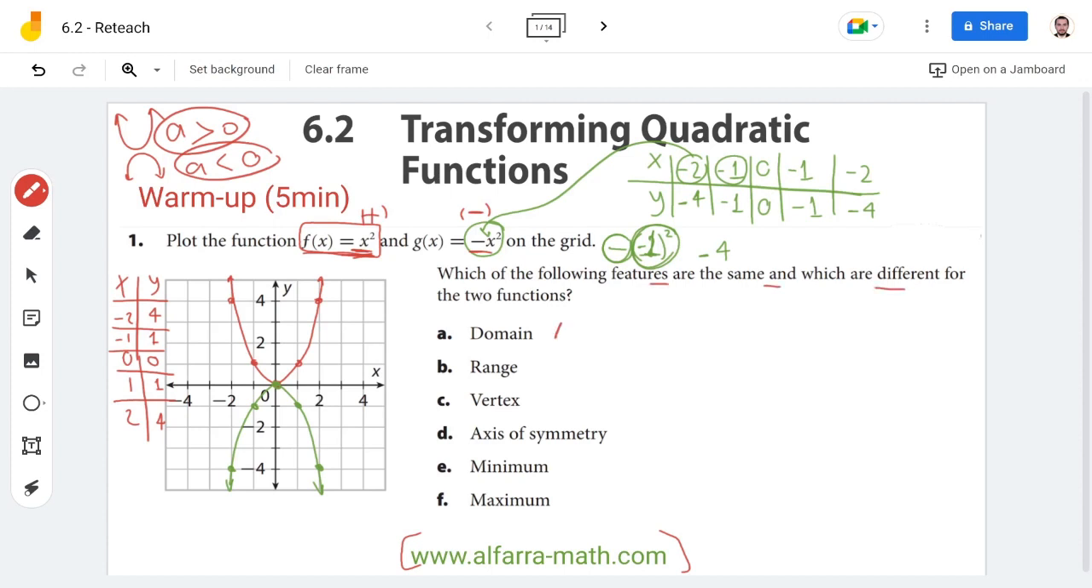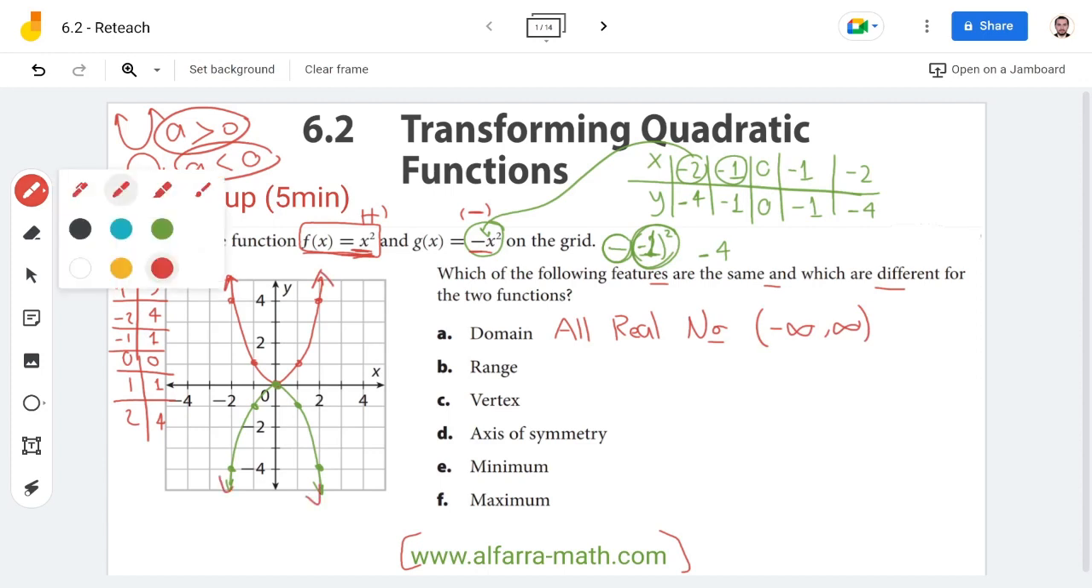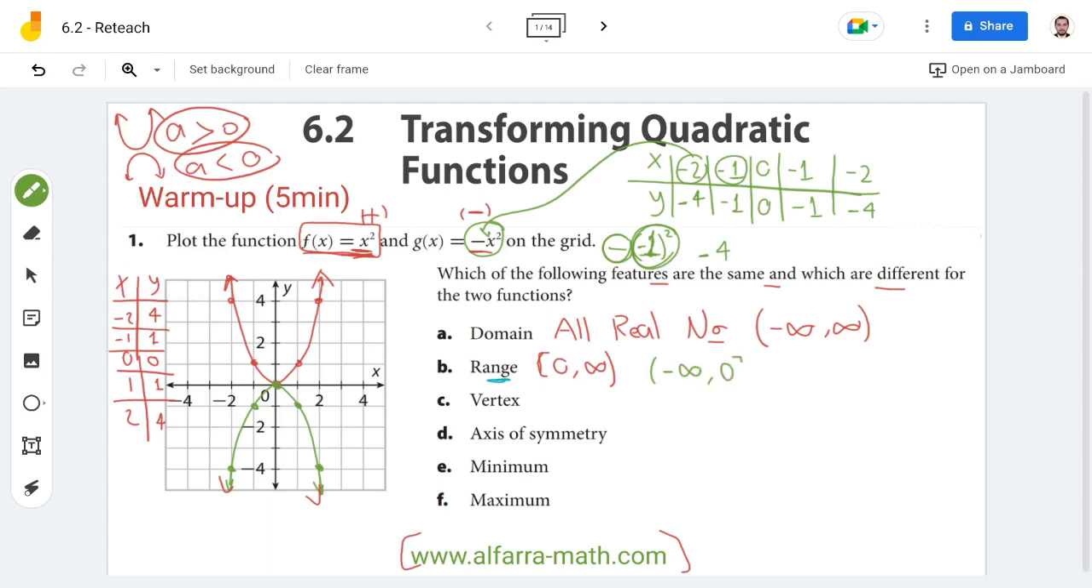If you look now at the domain, all real numbers, or we can say from negative infinity to positive infinity, that's for the red, and the same thing for the green. Now the range: for the red one it starts from 0 to positive infinity, but for the green graph it starts from negative infinity to 0. So they're not sharing the same range, right? Vertex: the red one is 0, 0, and the green one is also 0, 0. So they share the same vertex.